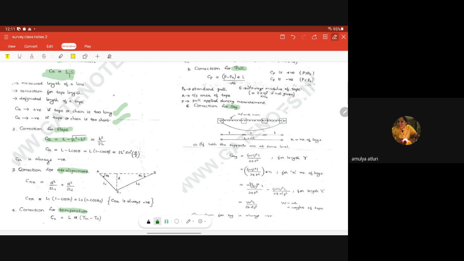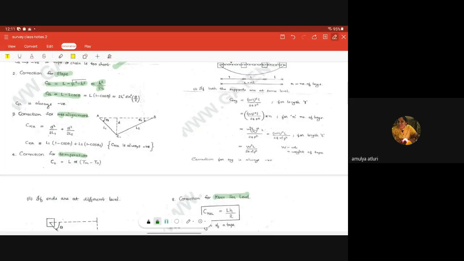Or if it is given in thetas, if you know the slope, then CSL is equal to L minus L cos theta. So if it is given in height, then CSL, correction for slope, is equal to H square by 2L. If I get that in thetas, then CSL is equal to L into 1 minus cos theta.